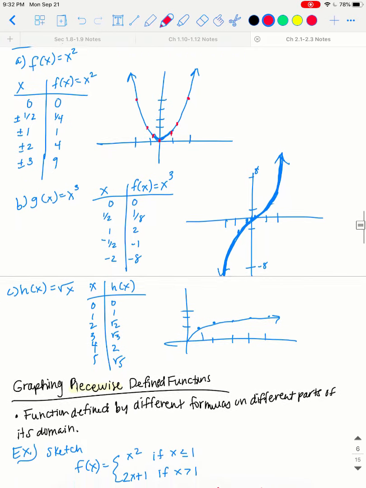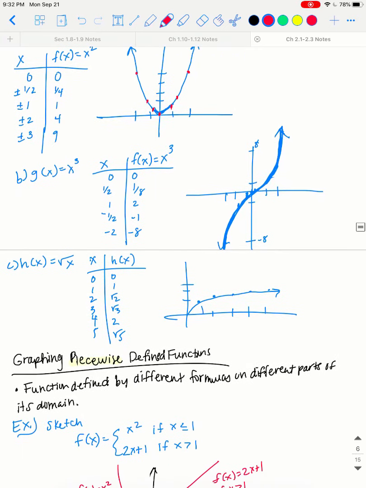Okay, and then for b, we have g(x) equals x cubed. So we make our table of values. We have 0 goes to 0, 1/2 goes to 1/8, 1 goes to 1, 2 goes to 8, -1/2 goes to -1/8, -1 goes to -1, and then -2 goes to -8.